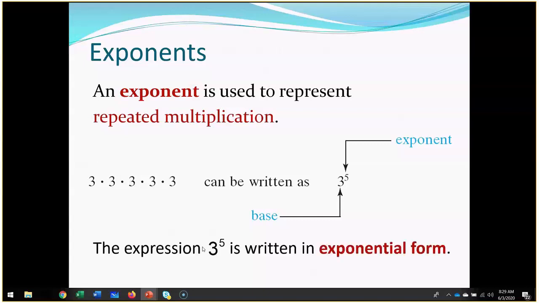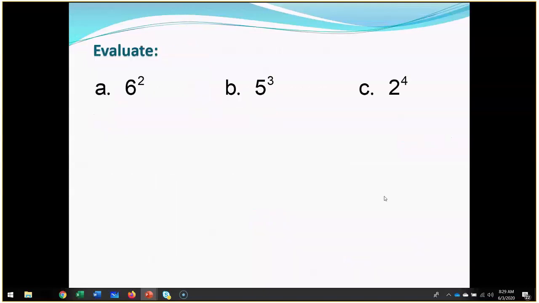When something is written this way, it's called exponential form. So be on the lookout for that on your homework. They'll just ask you, for part of it at least, to take a problem that's written out like this. This is called factored form, and rewrite it in exponential form. You don't actually have to give the actual answer though, if that's all they want. Okay, but if they ask you to evaluate, that's a different vocabulary word there. They are asking you to give the answer.